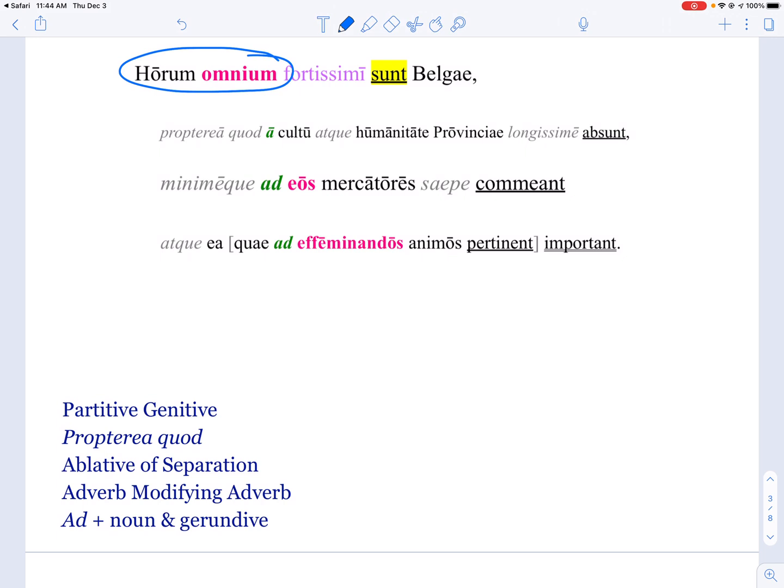Caesar loves partitive genitives. He also likes to start sentences with partitive genitives. And you'll see that he has a lot of fairly common connectors. So he'll start a sentence with "of all these," which refers back to these that were mentioned in the previous sentence. Propterea quod is his way of saying because, or especially because, but you can just translate it because, but you're probably going to see it 6 or 7 times in the AP syllabus, so good to get to know that. Here's another ablative of separation.